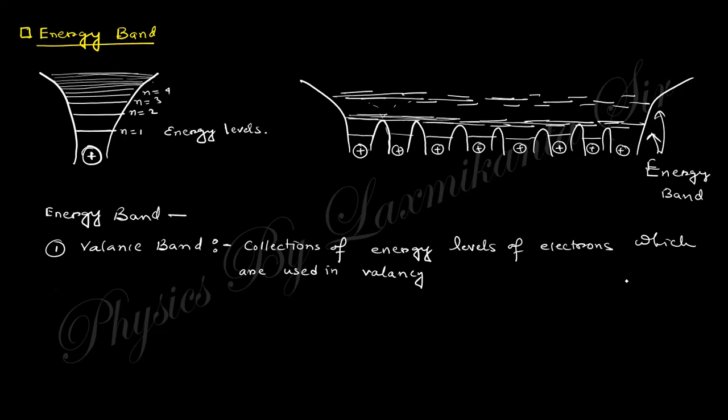Suppose silicon, this forms this valency. This electron is a valence electron, and the energy of this electron is the valence electron energy. So the energy levels of these electrons are combining, forming the valence band.